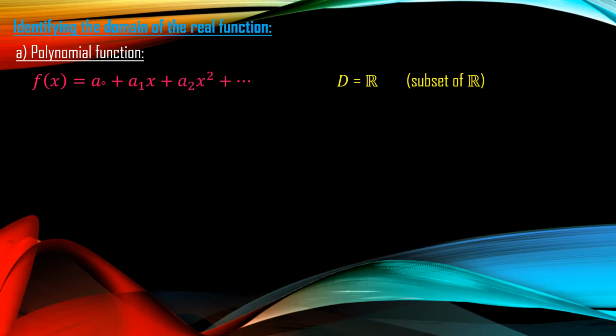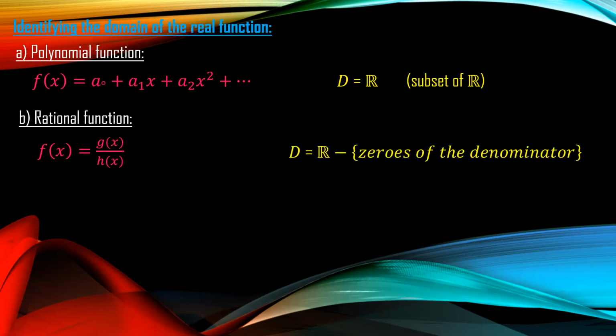Identifying the domain of a real function algebraically. The polynomial function in the form f of x equals a0 plus a1x plus a2x squared, and so on. This form is called a polynomial function and its domain is R. The second type of functions is the rational functions. F of x equals g of x over h of x is a rational function, where each of g of x and h of x is a polynomial, so its domain is R minus the set of zeros of the denominator.